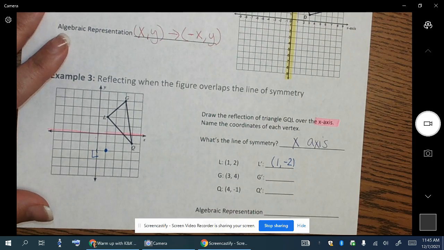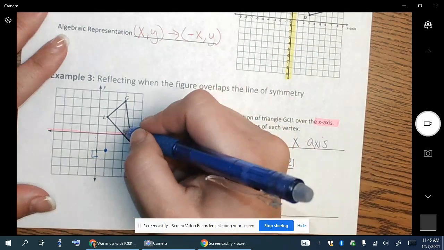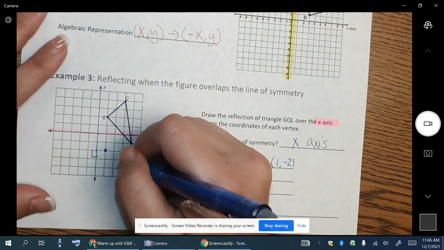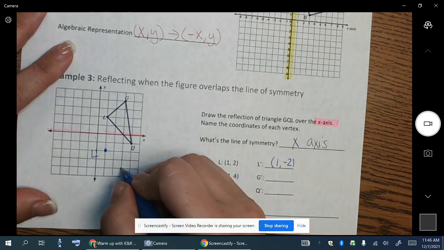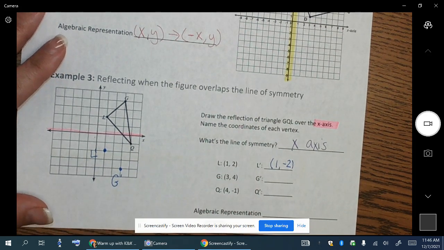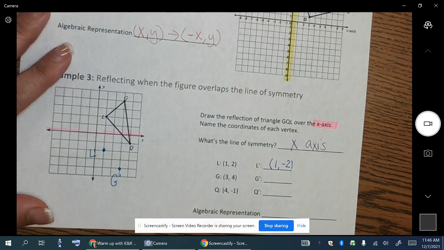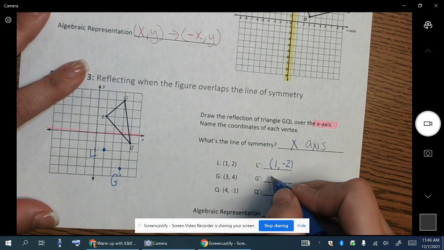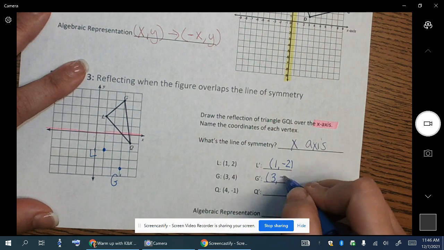Okay. G is 1, 2, 3, 4 points away, so it needs to be 1, 2, 3, 4 points away. G prime. So it's gotta be positive 3, negative 4. So 1, 2, 3, positive 3, negative 4. Everybody agree?